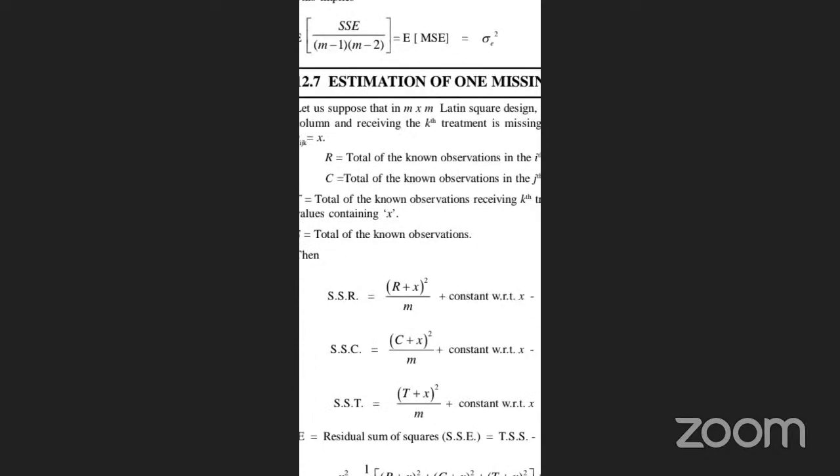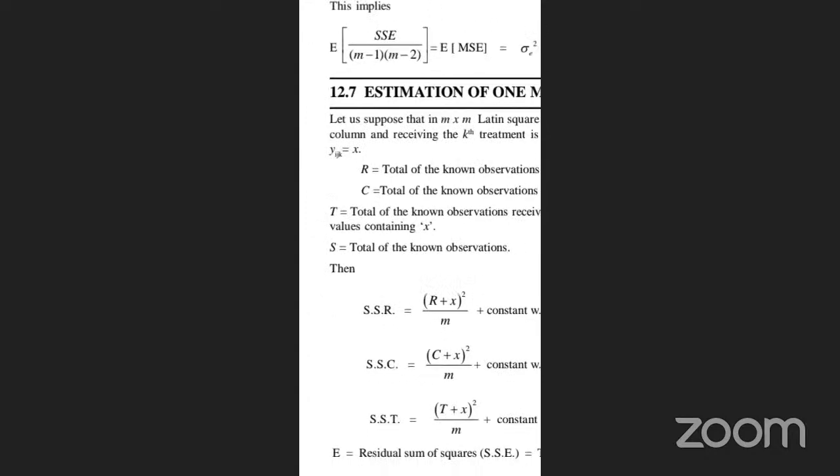Please see here. Estimation of one missing value in LSD. Let us suppose that in an M cross M Latin square design, the observation occurring in the ith row, jth column and kth treatment is missing. Let us assume the value x. R is the total number of observations of the ith row, C means column, T means total of observations in the kth treatment containing x. Suppose we write S as the total of the known observations. These are the main fundamental formulas here.